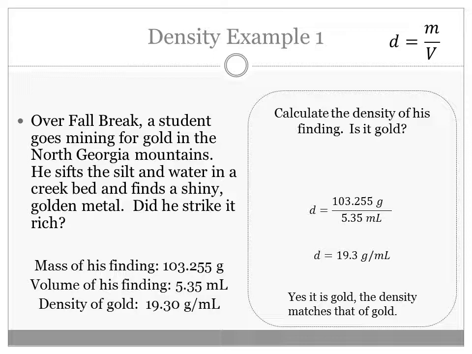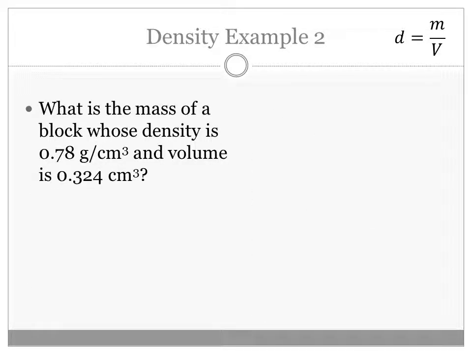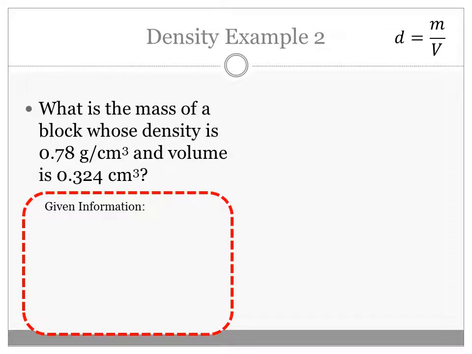Let's do another example that may involve a little bit more algebra. So you have a block. You want to know the mass of that block now when you're given the density and the volume. So you're given information. The density of the block is 0.78 grams per centimeter cubed. The volume of the block is 0.324 centimeters cubed.